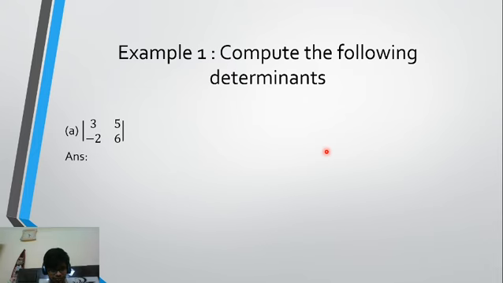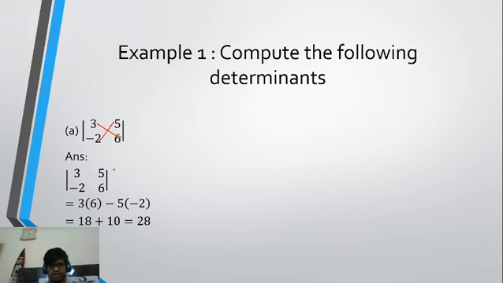For example, this is 3 minus 2, 5, 6. Now, as we see, 3 minus 2, 5, 6, we have only to multiply the diagonal elements, such as this one and this one, and we will get the result as subtracted output. So 3 into 6 minus 5 into minus 2, right? And this is 18 plus 10, which is equal to 28. Hope it's clear to you.